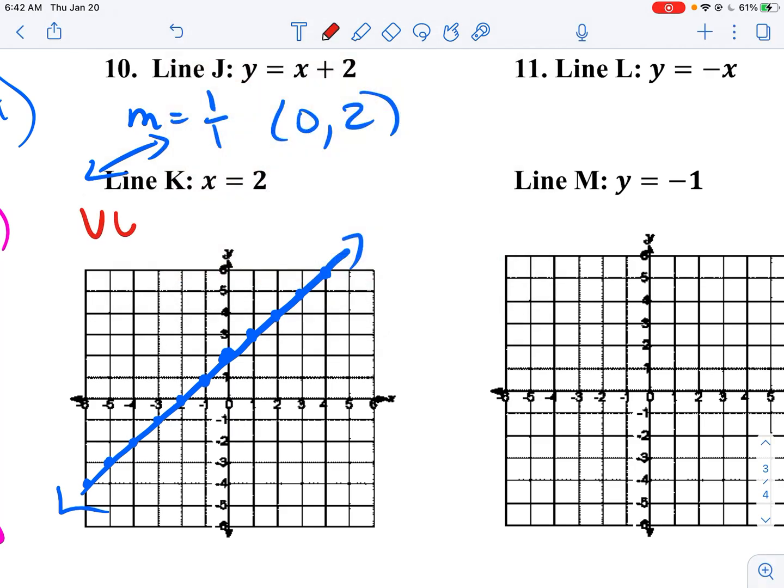Then this is VUX because it's just one variable. So this means it's a vertical line when X is 2. So I'm going to go to X is 2 and I'm going to make a vertical line.